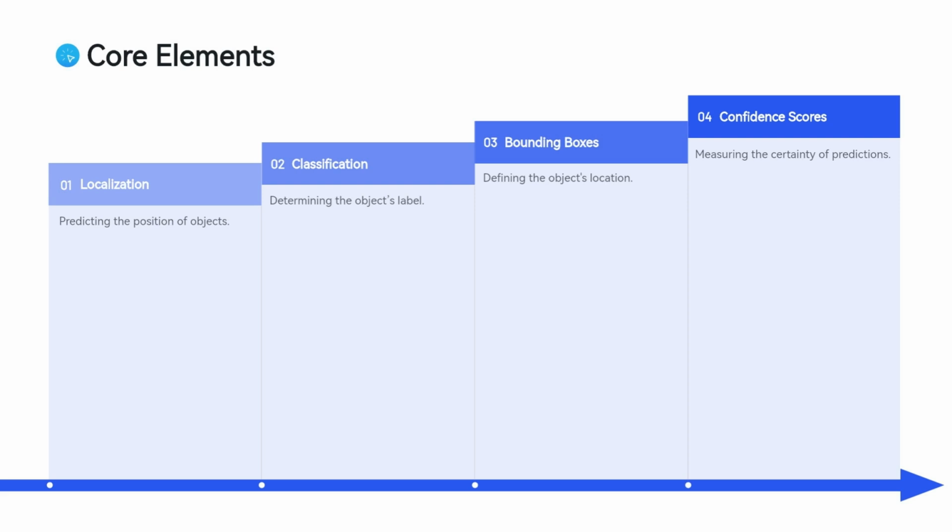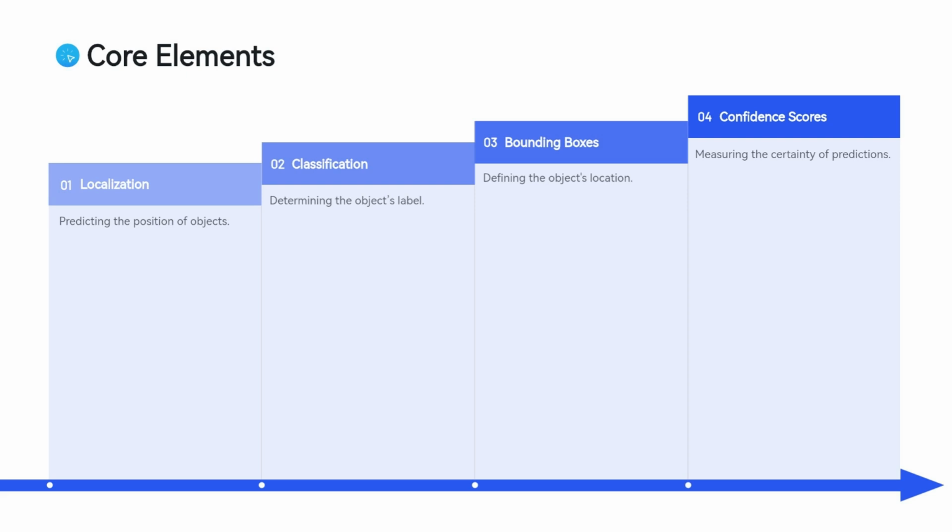Localization. This involves predicting the coordinates of the object's bounding box within an image. The box is defined by its top left and bottom right corners, or by the center and dimensions: width, height. Classification. After detecting the object, the next step is to assign a label, such as car, dog, or person. The classification step helps to categorize the object correctly.